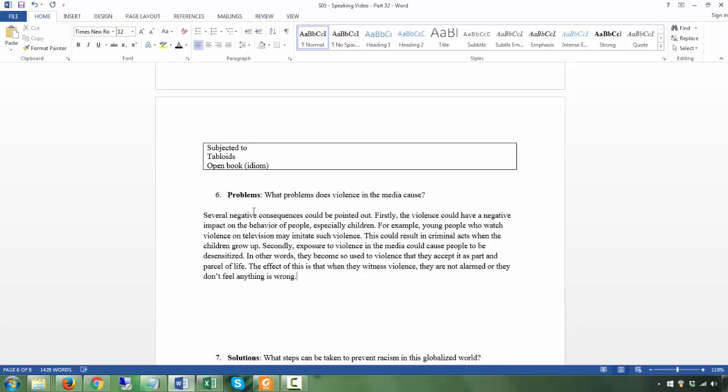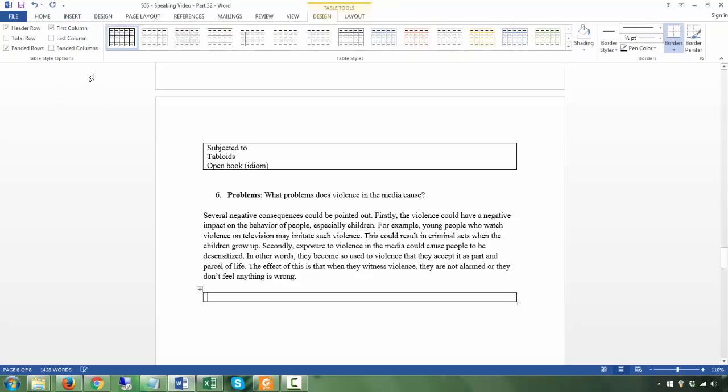Okay, so introduction. Several negative consequences could be pointed out. Negative consequences are another paraphrase or synonym for problems. All right, so you have your negative consequences. Violence could have a negative impact on the behavior of people. A negative impact. Good collocation. Maybe a bit common, but yeah, good.